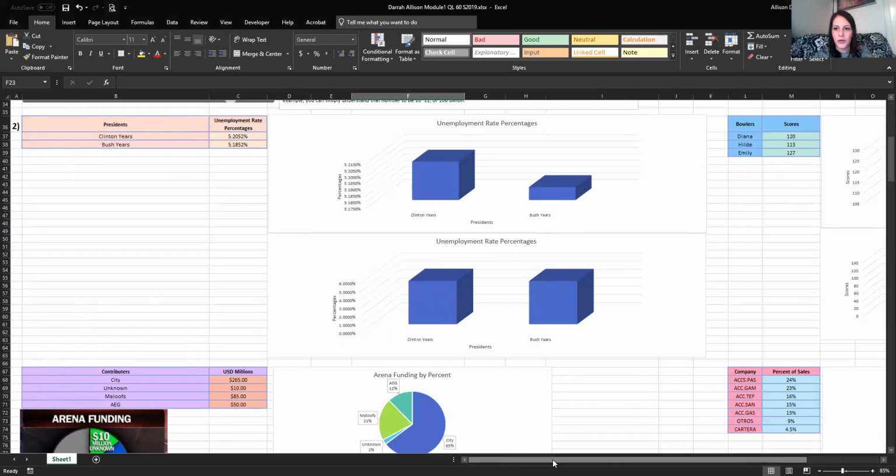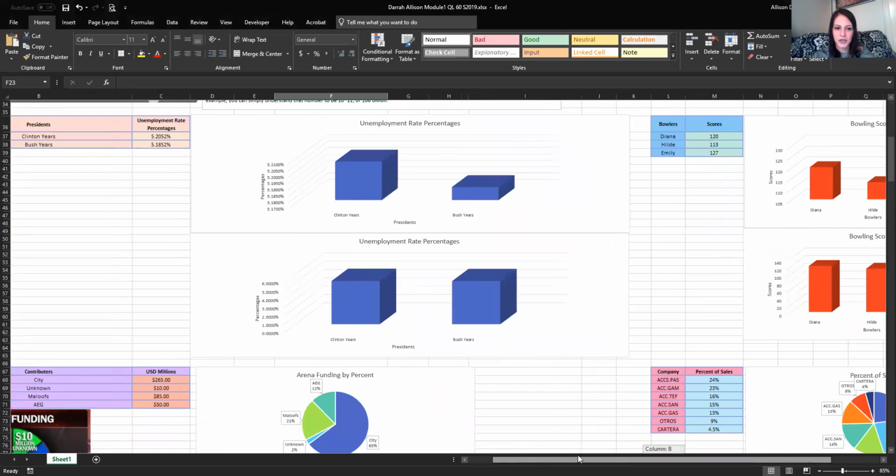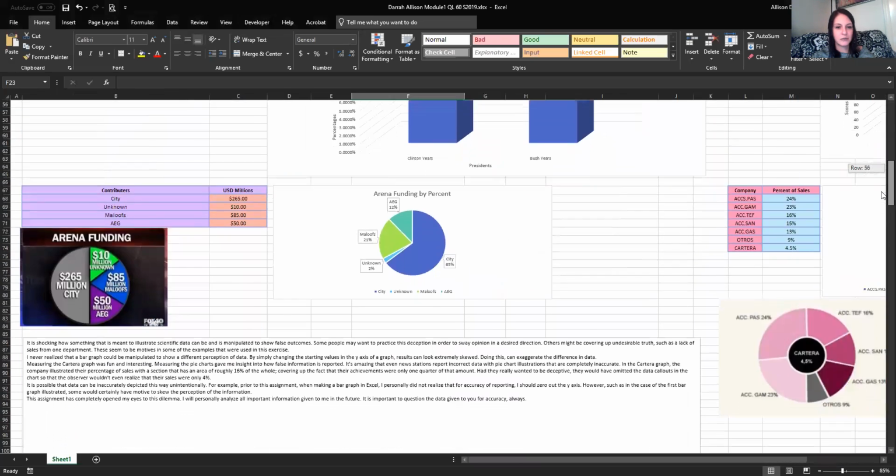And then again with the bowlers, we showed Diana, Hildy, and Emily, that they look like there's a huge difference between all of them, but really it's not that big of a difference. Emily's not all that much better than Diana, only making 7 more, which I don't really know much about bowling scores, so I assume that's just 1 more strike or something. I don't know.